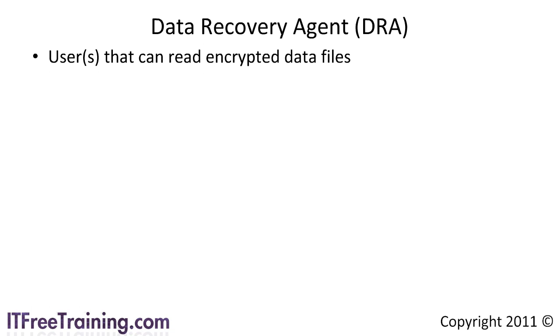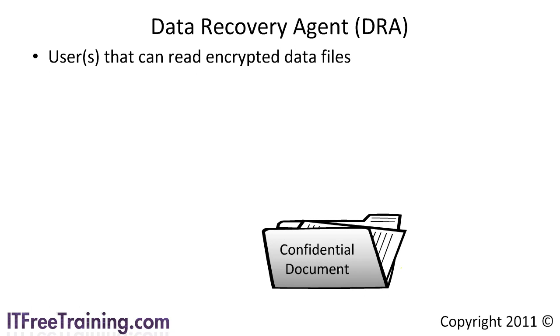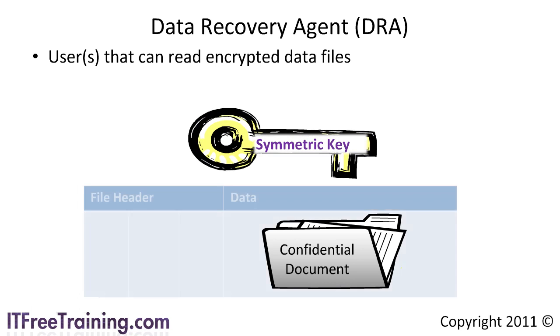The concepts behind EFS can be difficult to understand. To understand how EFS works with the recovery agent, let's go through a pictorial representation of EFS from start to finish, utilizing the Data Recovery Agent. First of all, you have your confidential file that you want to protect. In order to do this, the file is encrypted with a symmetric key. A symmetric key simply means the same key is used to encrypt as to decrypt.